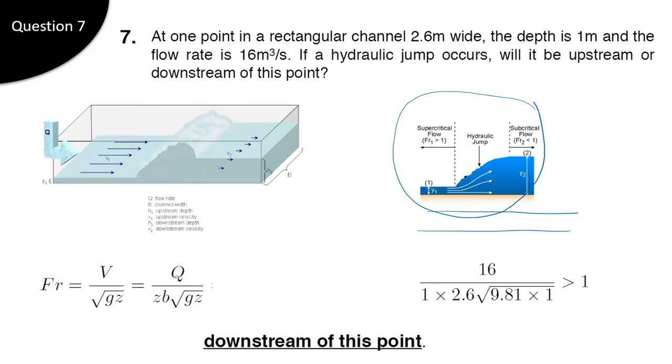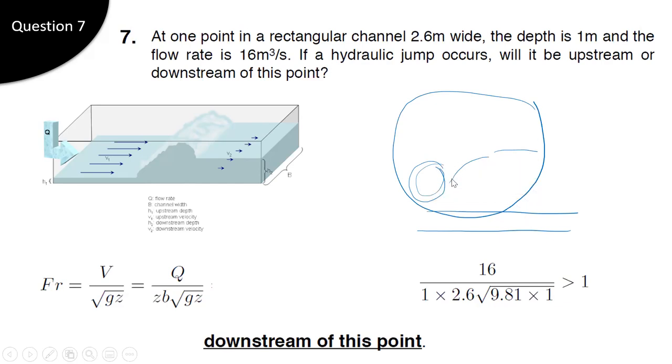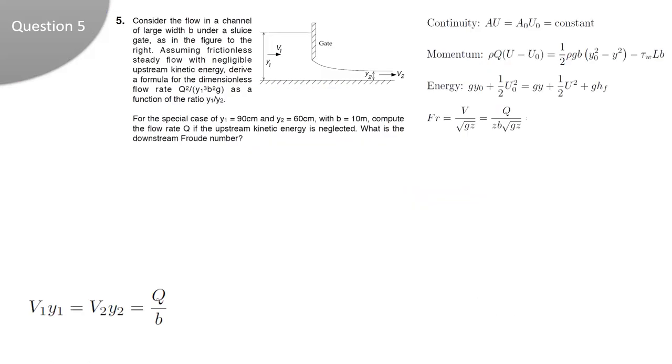But if we have supercritical flow here, then at a point we get a hydraulic jump and the surface of the flow will rise up. If we don't have supercritical flow, the flow wouldn't rise and it would be normal. So now it is asking, what is the condition of this flow, and is it going to be higher downstream in comparison to upstream? Simply, we should calculate a Froude number.